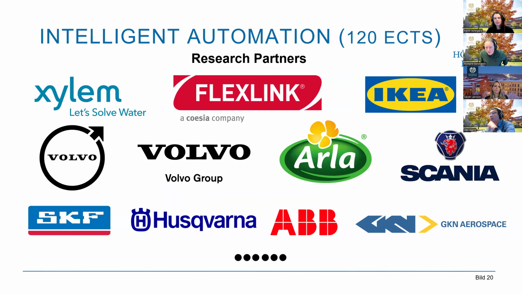We have a wide number of research partners connected either with the School of Engineering or with these two education programs. This is a selection of them. Some of them might be familiar, such as the Volvo Group or Scania. Others might be a little bit more specific to Sweden, such as Husqvarna, who specialize in tools, and they have a production facility in a nearby town. ABB Robotics is also a world leader in robotics.